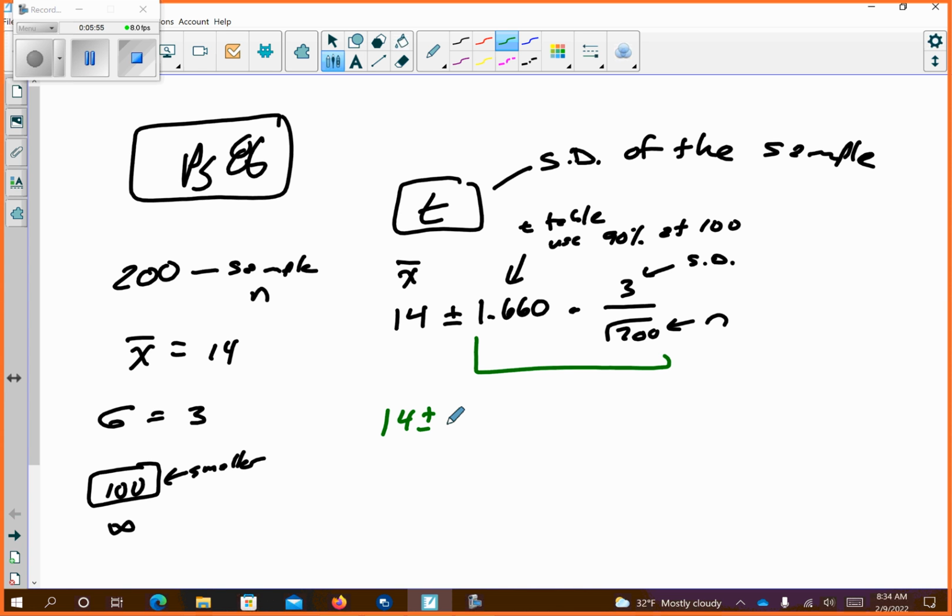Point what? 0.012. Does that sound right? Maybe 0.012. I feel like I read it. Okay, we'll double check.